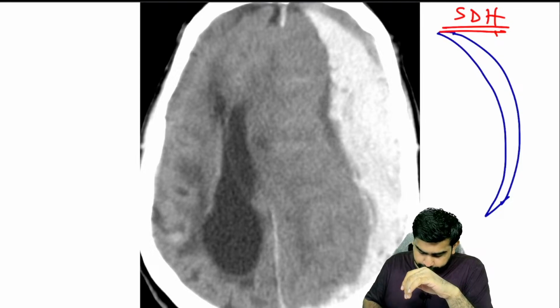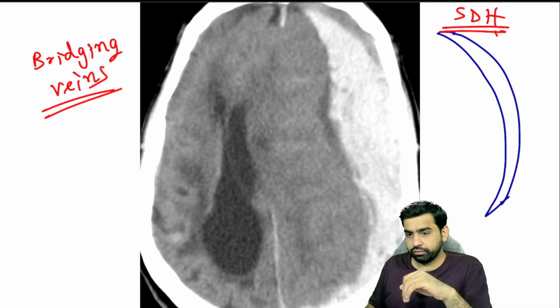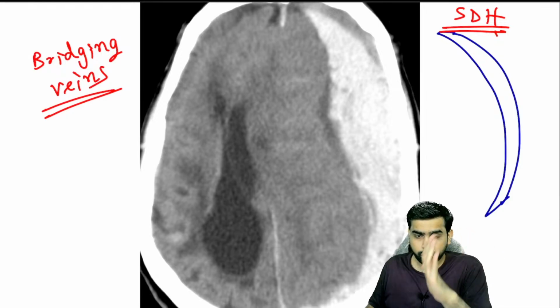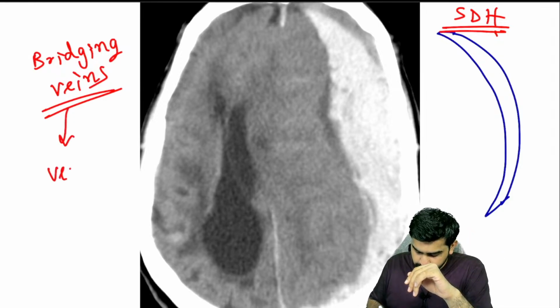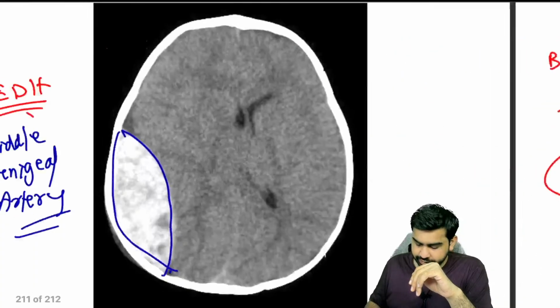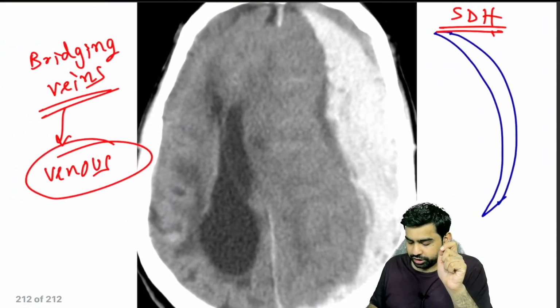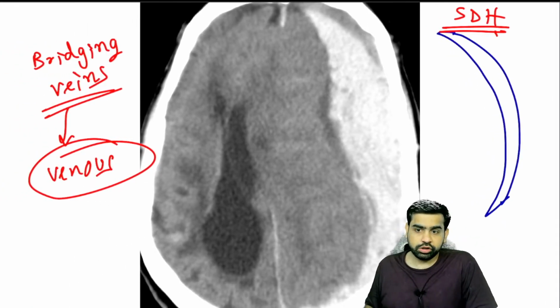This is happening because of the injury to the bridging veins. Injury to the bridging veins, giving a concavo-convex opacity. Over here what you have is a venous bleeding, and in the EDH what you have is an arterial bleeding because of the injury to the middle meningeal artery. I hope you have understood this particular point, guys.